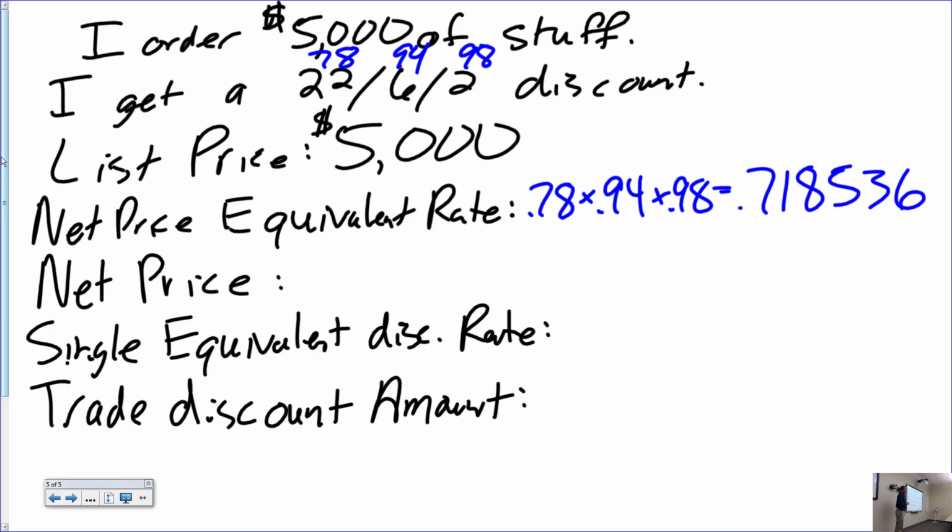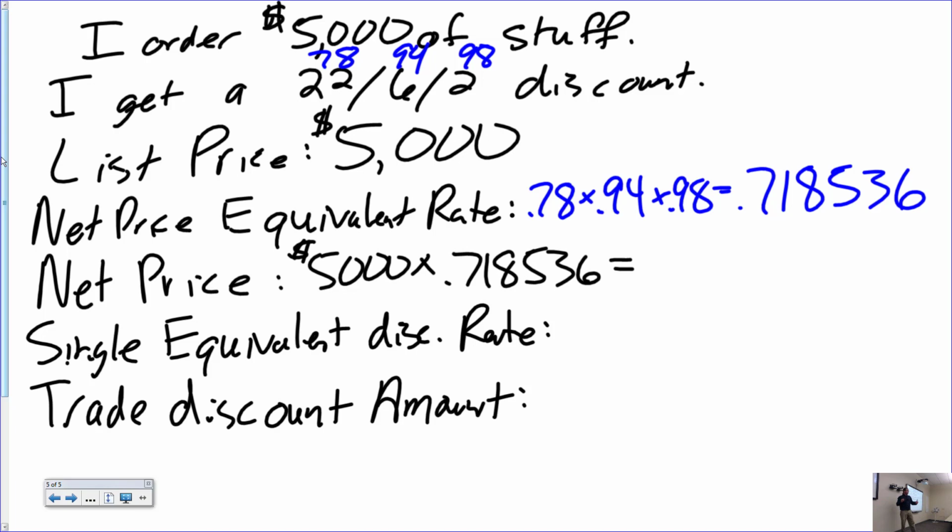Now, how am I going to find the net price? Multiply 5,000 times the NPER. Exactly. That's the whole point. This is why you calculate the net price equivalent rate, because now to get the net price, you just multiply those two numbers. That's all there is to it. So it's literally 5,000 times 0.718536. And now this number represents money. This number you round to the nearest penny. When you get to money, round where needed. So, what am I paying?